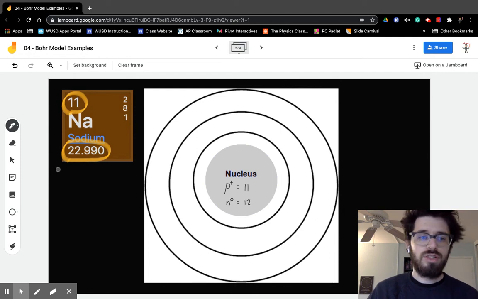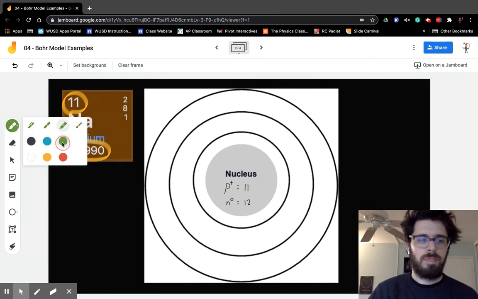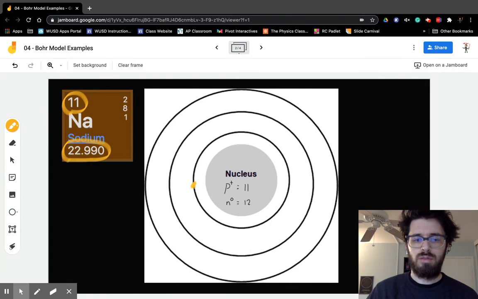Okay, and now we just need to draw our electrons. So let's go ahead and do that. So there are 2 that are allowed in the first energy level. So we'll go 1, and then we'll draw a second one. And now you move on to the next energy level. So there are 9 electrons that are left, and only 8 that can go into this energy level. So I'm going to go ahead and draw the 8 electrons.